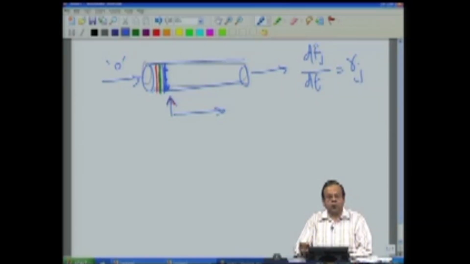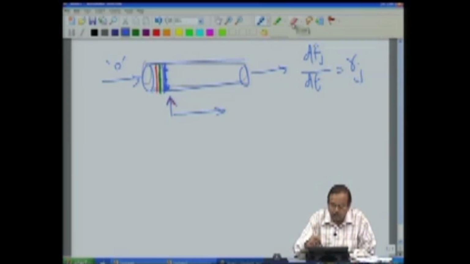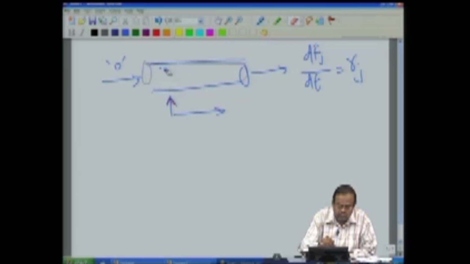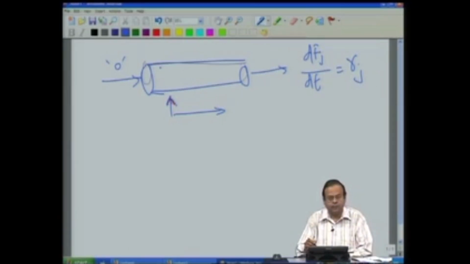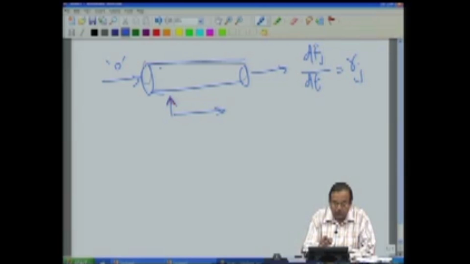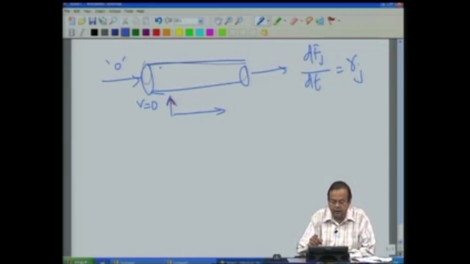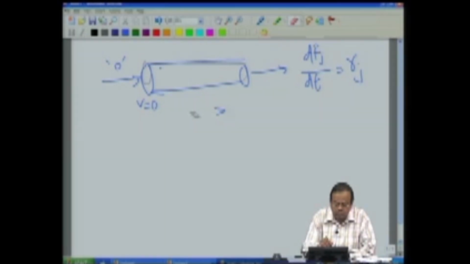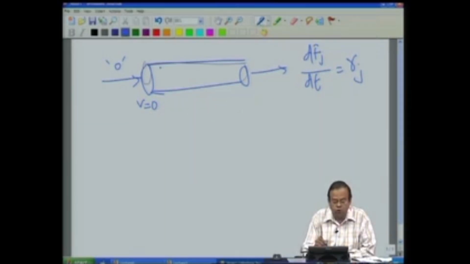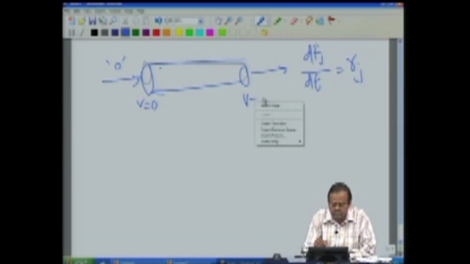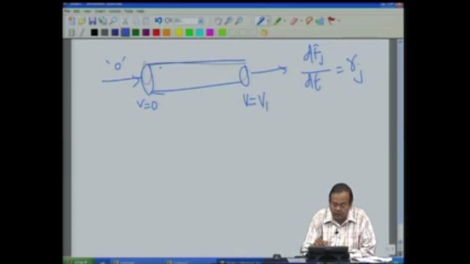Let us rework this mass balance once again, so that we follow this development clearly. So, let us say that we have our reactor, and in this particular case what we are going to say is the reactor volume at the entry point is V equal to 0, and reactor volume at the exit point is some V_R.